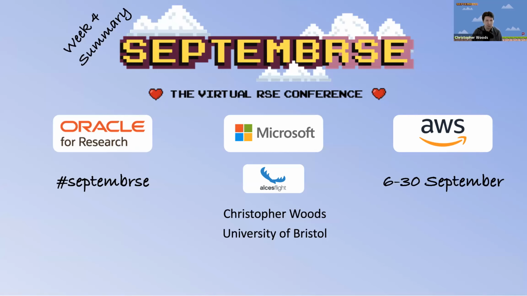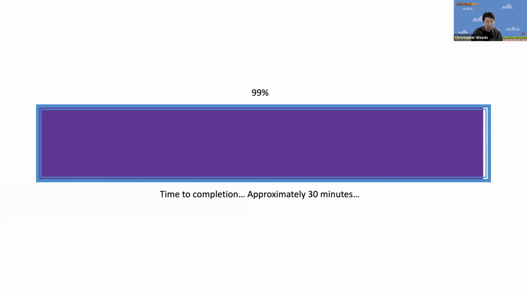Crumbs, week 4 summary, the end of September. Tomorrow is October. The weather has changed since the late sunshine of the summer, and already here in Bristol it is cold and raining and miserable and dark in the evenings. So it's been a very long month, and I cannot believe we've got here. 99% complete: you only have to listen to me for approximately 30 minutes.